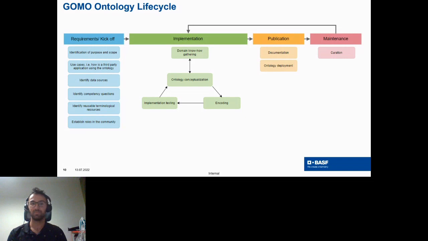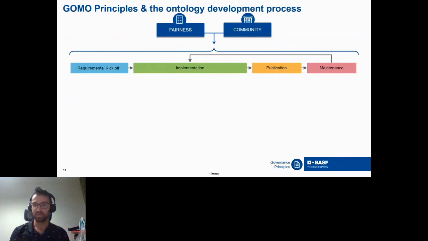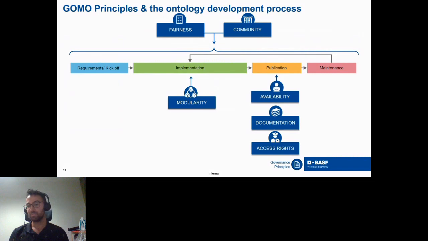Okay, but how is this GOMO ontology lifecycle related to the principles, and how do they interact with each other? We can see that the principle on fairness and the principle about community are related to all phases of the lifecycle. However, the modularity principle is tied just to the implementation, because that's where the ontology is going to be implemented. Then we have the publication stage, which is governed by the principles of availability, access rights, and documentation, and the principle on persistency and management of versions is related mainly to the maintenance.